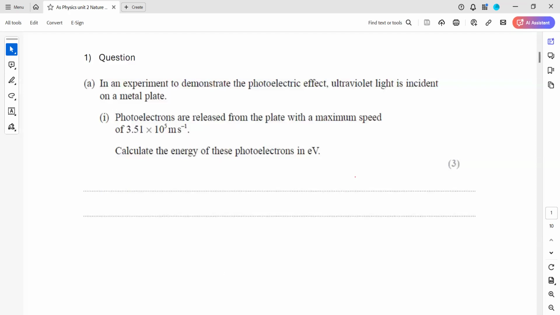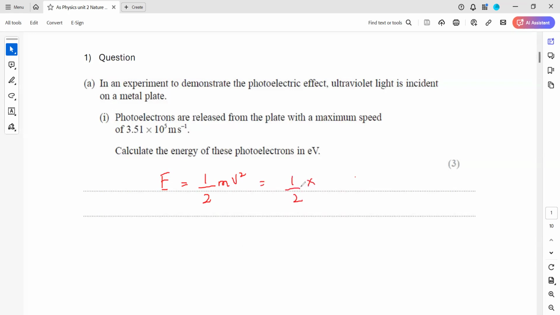So first, which form of energy will these photoelectrons have? As they are moving, they will have kinetic energy. So first we'll find the kinetic energy by using a formula. The kinetic energy is half mv squared. So it will be half.